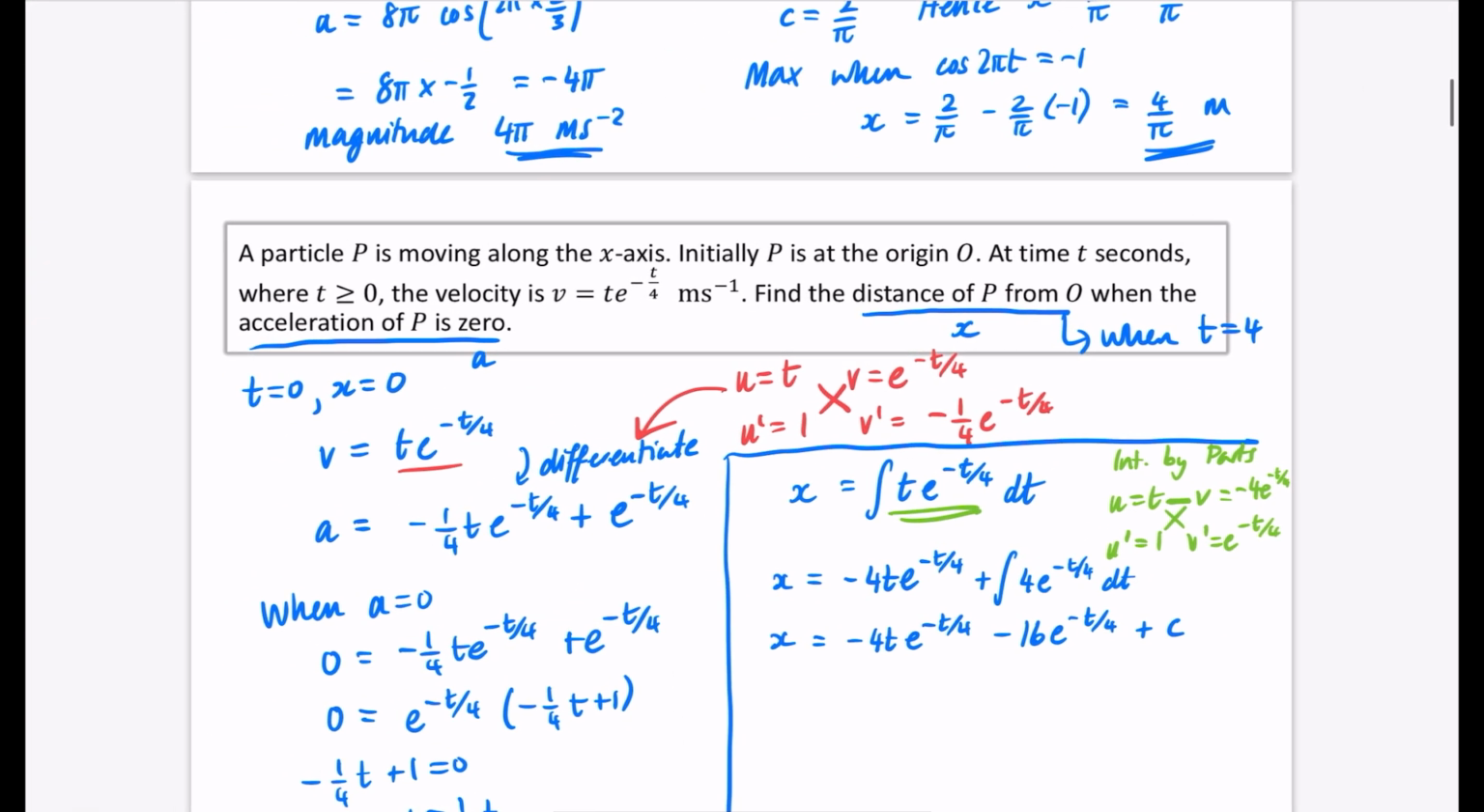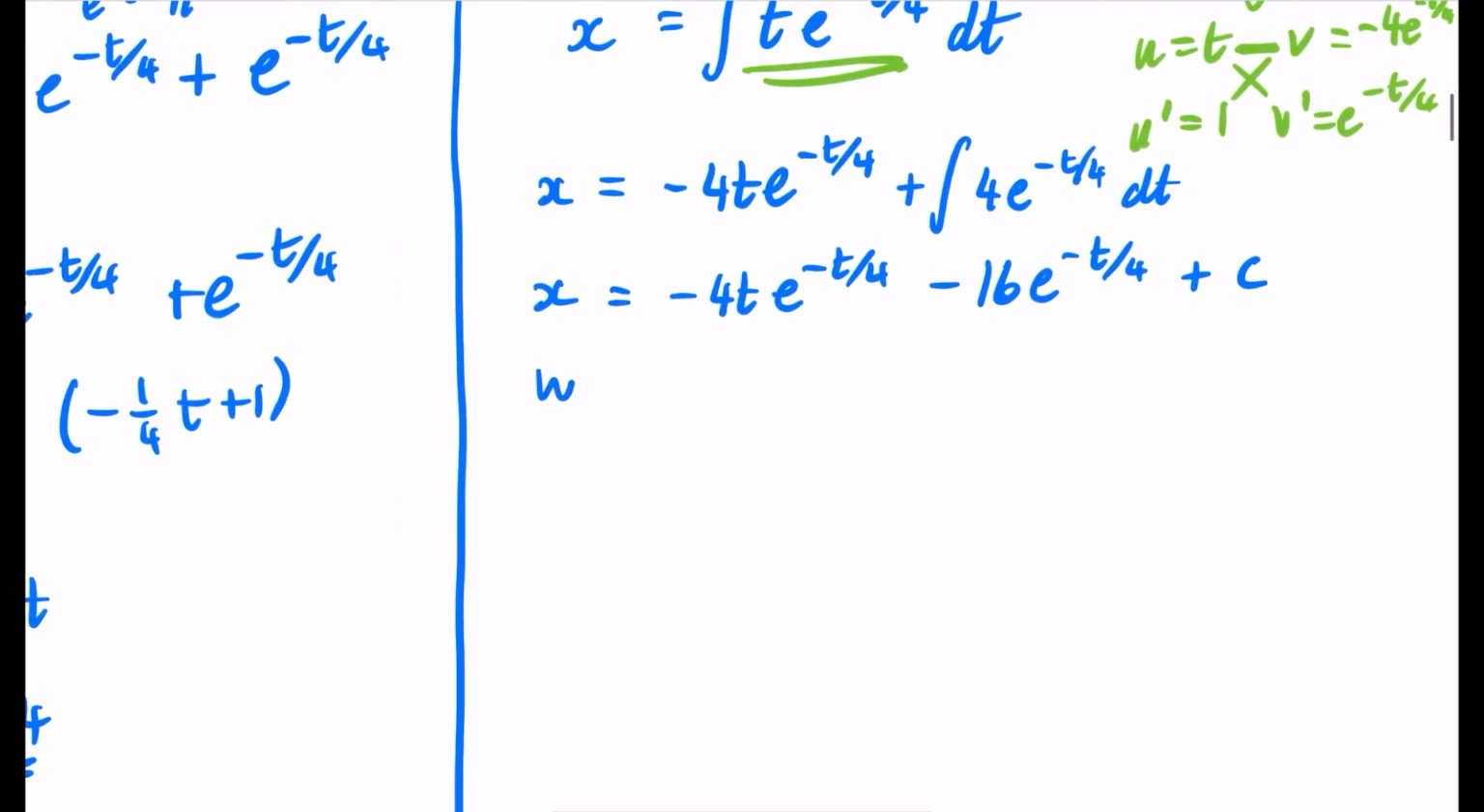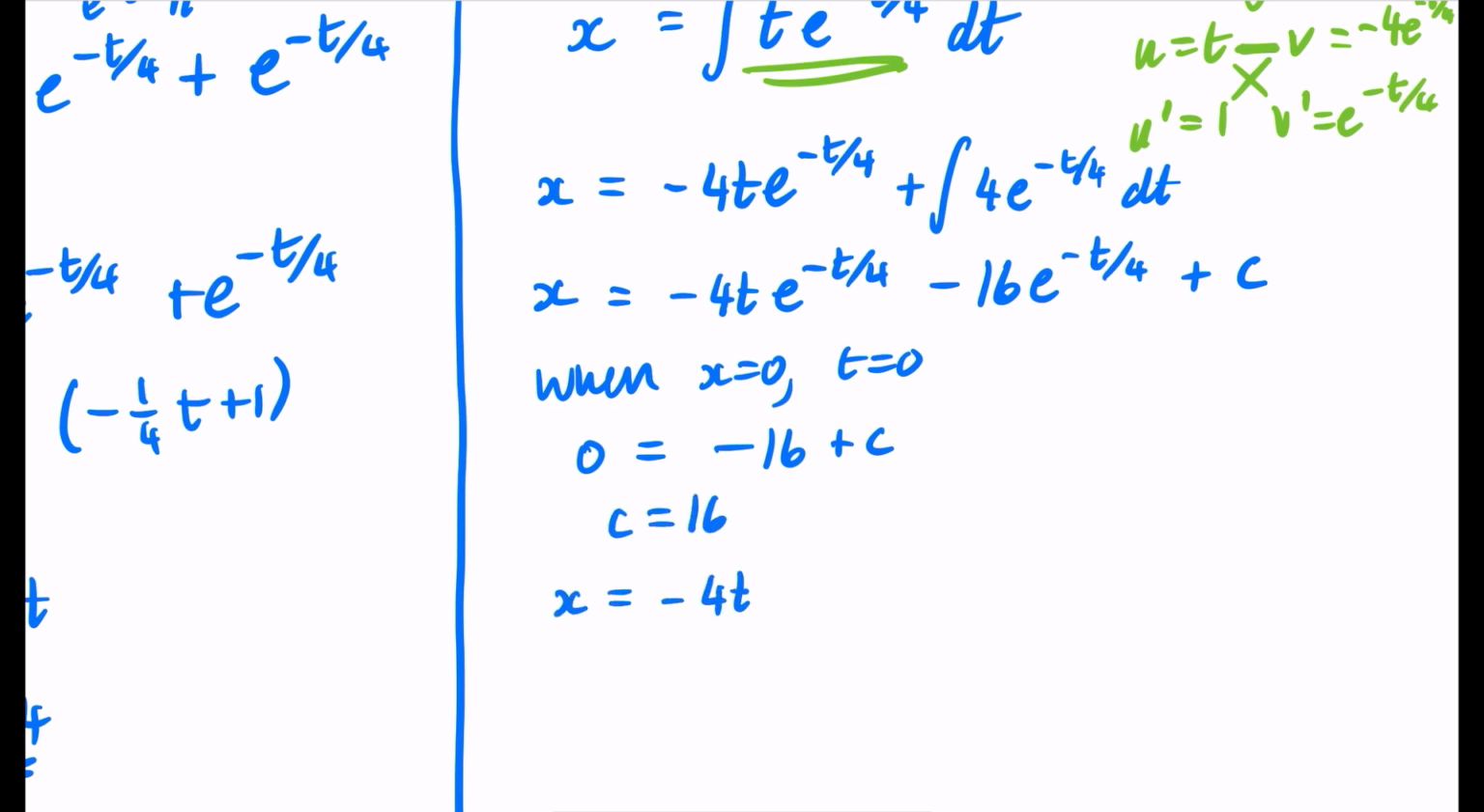Now looking at the question, we know a few things. We know that when x is equal to 0, t is equal to 0. We used that earlier on. So when x equals 0, t equals 0, that will help us find out what c is. So that part's going to be a 0, and when t is 0, we just get minus 16. So we get minus 16 plus c. So c is equal to 16, which means that x is minus 4t e to the minus t over 4, minus 16 e to the minus t over 4, plus 16.